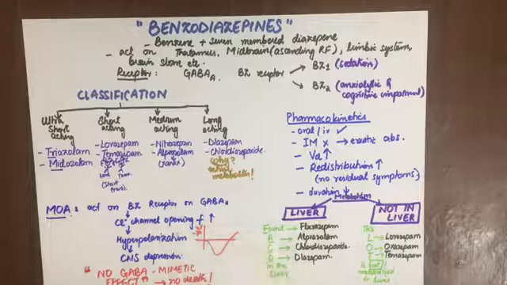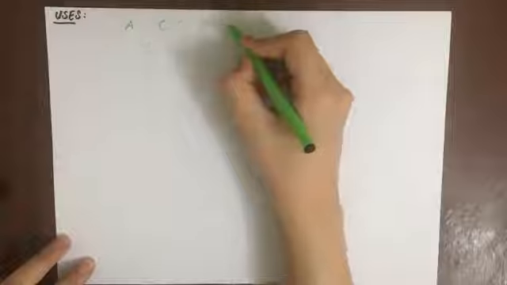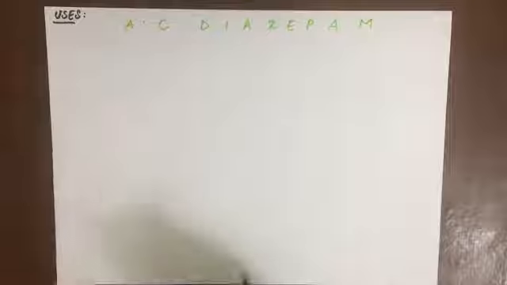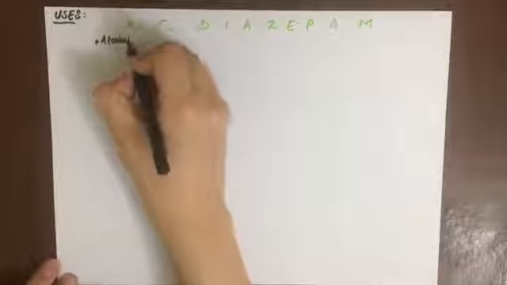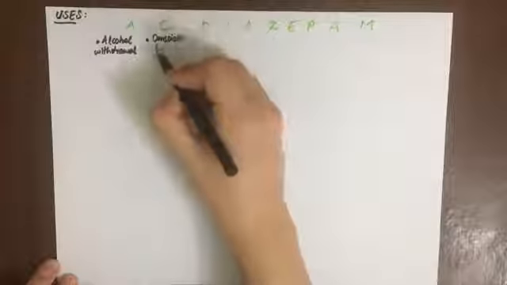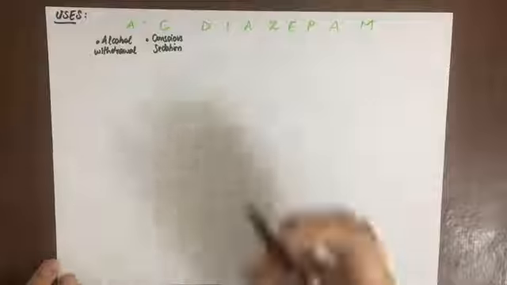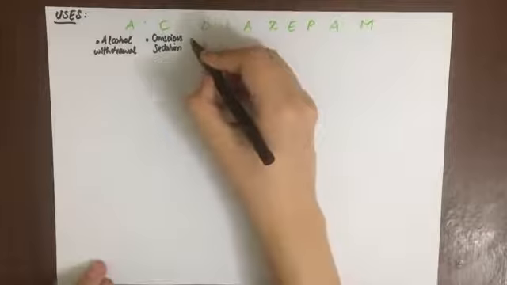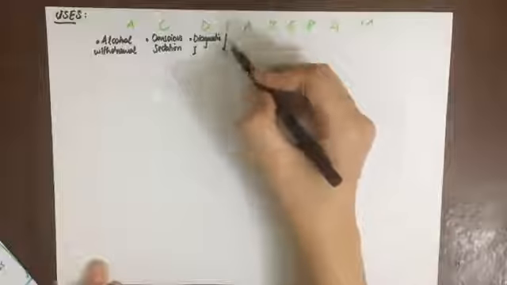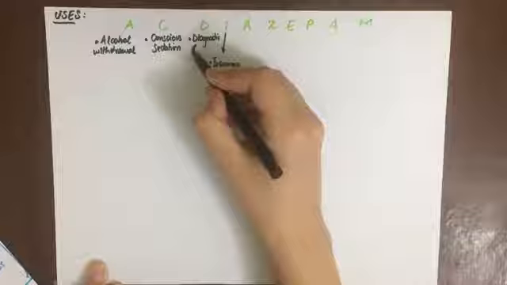Now let's come to the uses of the benzodiazepines. The mnemonic for the uses is AC diazepam. A for alcohol withdrawal, as alcohol is also a CNS depressant, so those people who are going through withdrawal symptoms can benefit from this. C for conscious sedation. It's a special type of sedation where the patient can cooperate during minor surgical procedures. It can be used diagnostically for endoscopies and minor procedures.